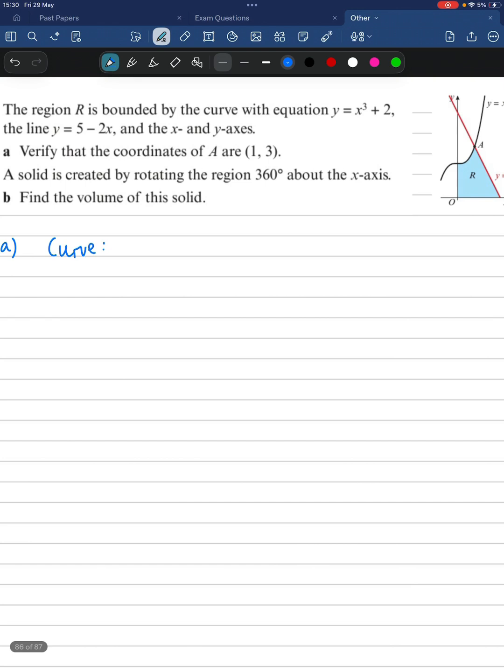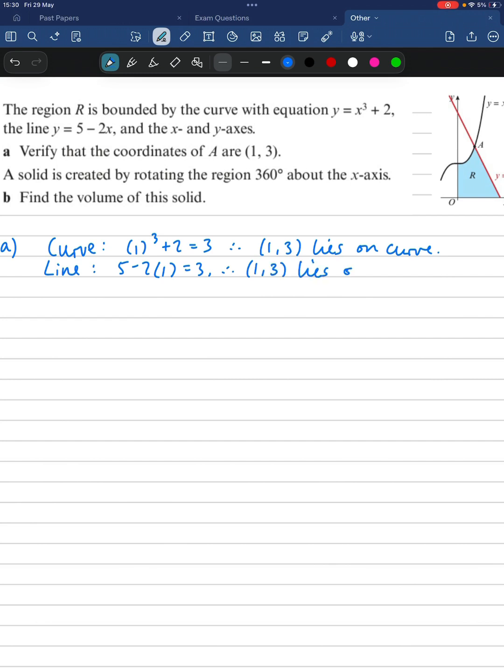So the curve, if we plug in x equals 1, we're going to get 1 cubed plus 2, which is equal to 3. Therefore, (1, 3) lies on the curve. For the line, y is equal to 5 minus 2x. 5 minus 2 lots of 1 is also 3. Therefore, (1, 3) lies on the line.